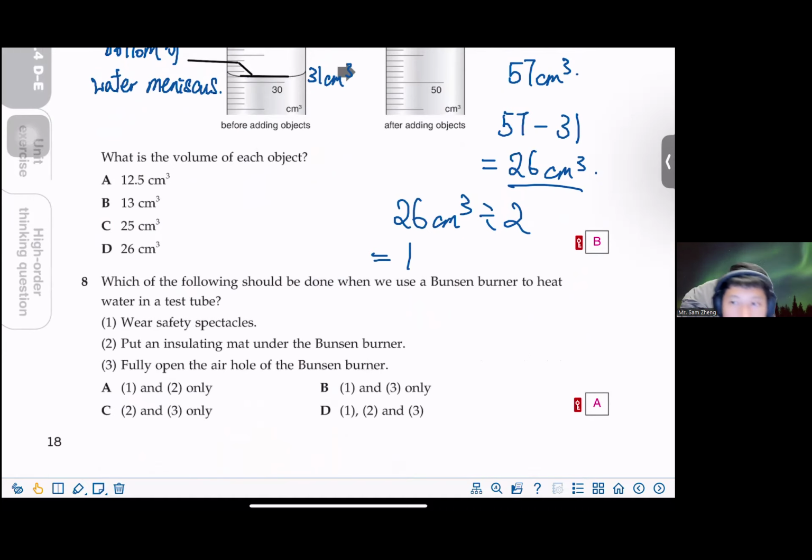It is not a must for us to fully open the air hole, because sometimes if we have sufficient temperature to make the water boil, then it should be fine. So we can use it half-opened, or sometimes we do not need to open the air hole when we boil the water.